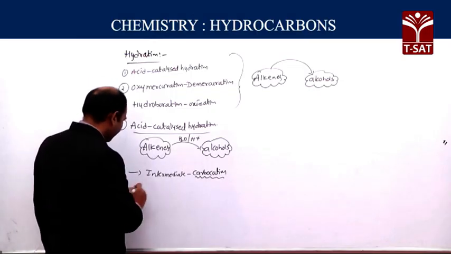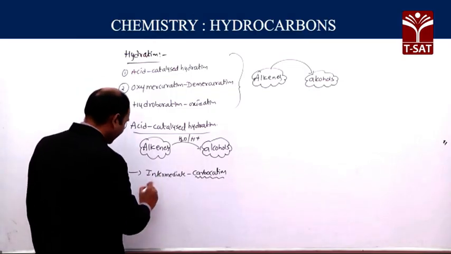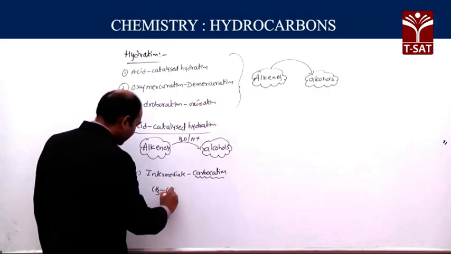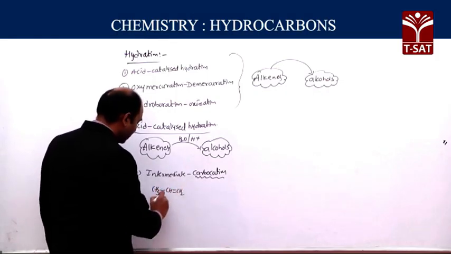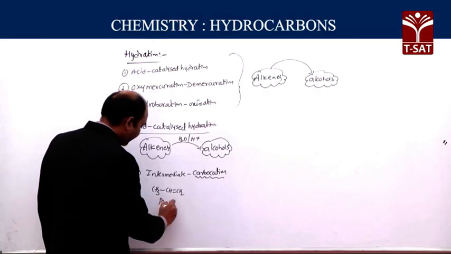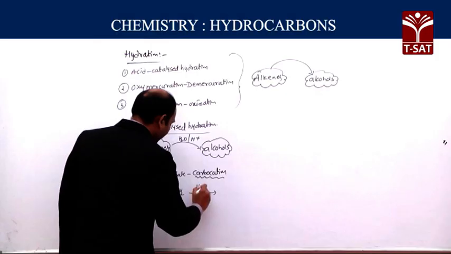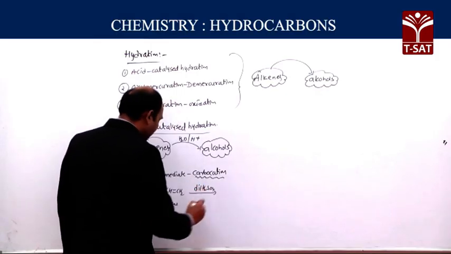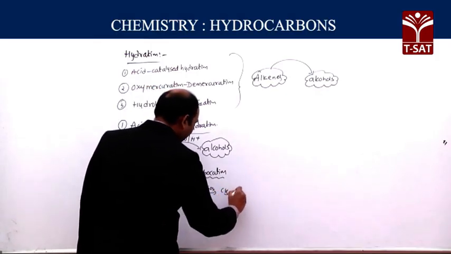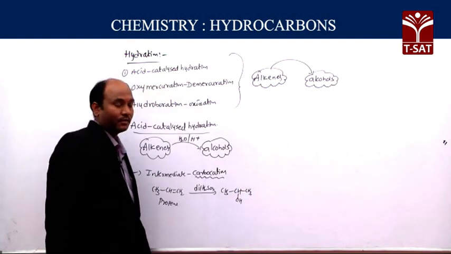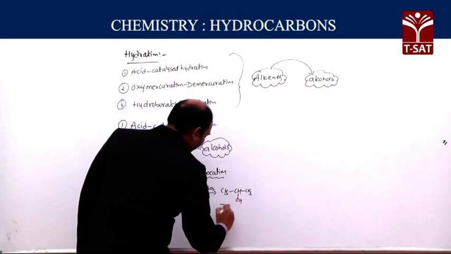Let us take one example, CH3, CH double bond CH2. This is propene. Propene is treated with dilute H2SO4. Here it is converted into CH3, CHOH, CH3. This is isopropyl alcohol.